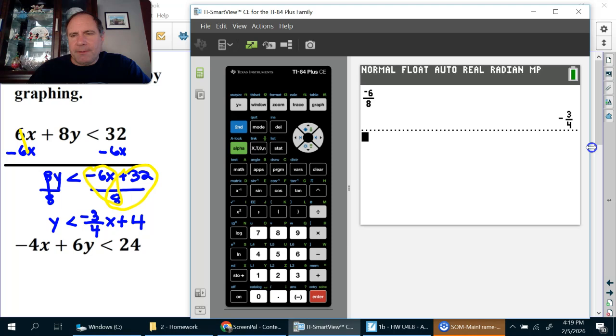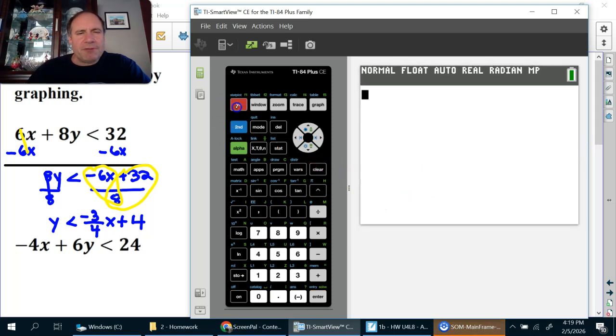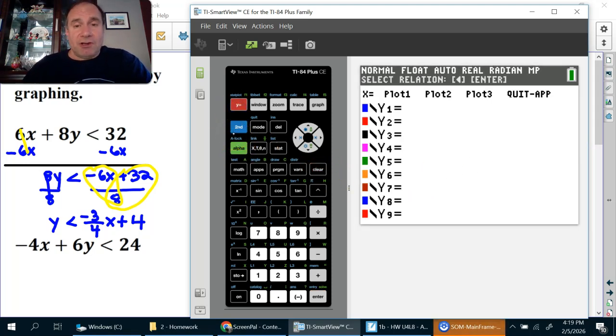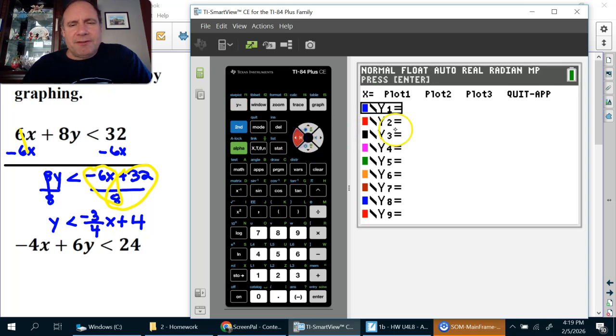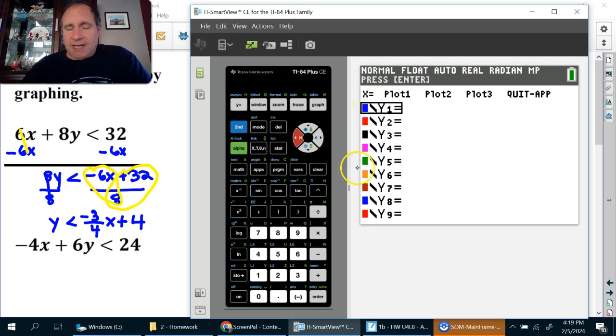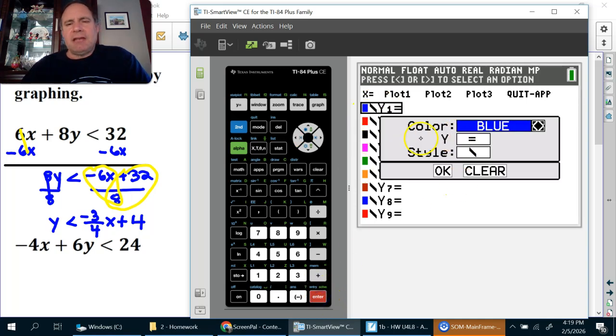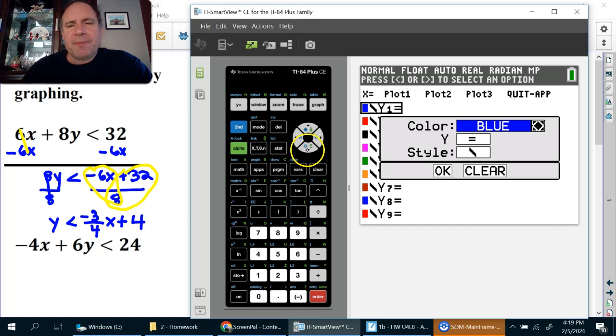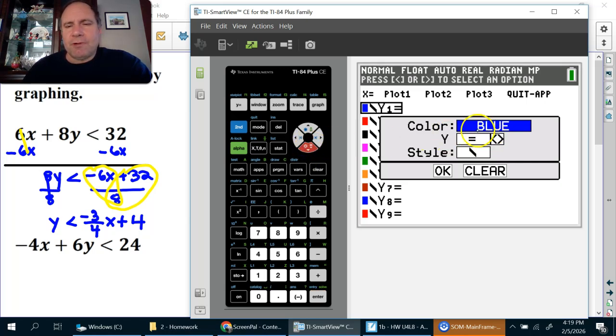I'm going to make this a little bit bigger. We'll clear it out. We'll press y equals. Remember, the Inequalz app is on. The way you use the Inequalz app, you have to go to the left, and that rectangle blinks on the whole y1 equals. Once that's blinking, you press enter, and you notice another box comes up. You press down once, and you're at the equals. If you press to the right, there's your less than.